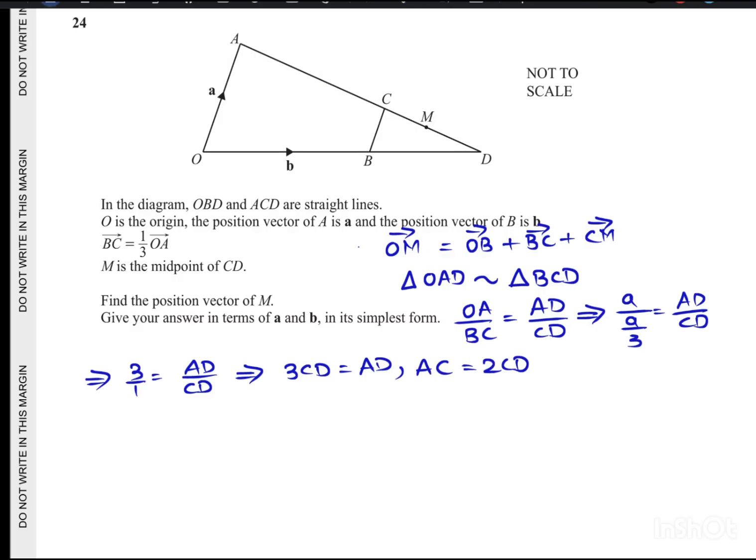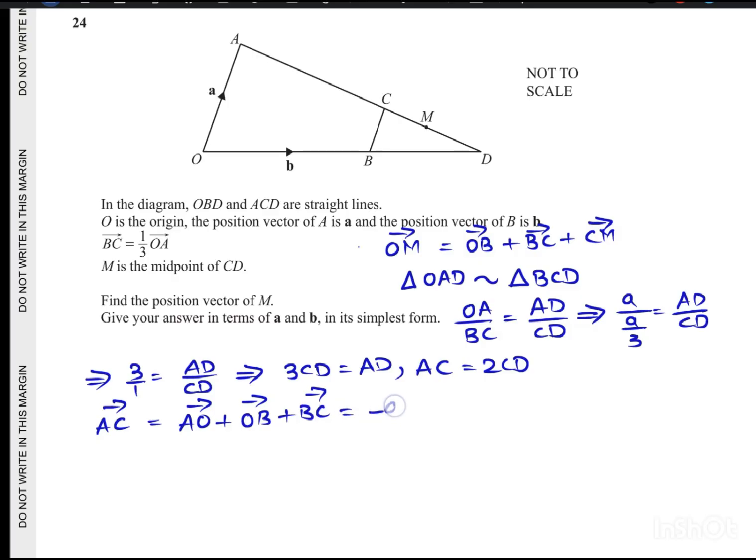Now what is AC? The vector AC, you can see the pathway AO, OB and BC. So AO is minus a. Let me write the vectors first. Okay, the pathway AO plus OB plus BC.